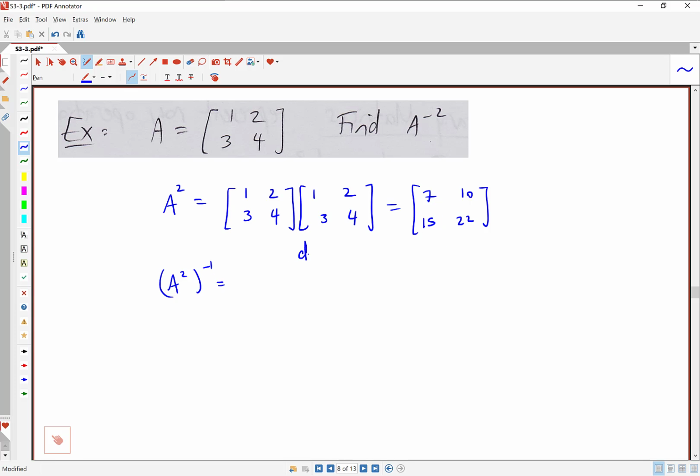Okay, we might want to think about our determinant before we do that. So determinant of A squared, well, 7 times 22 minus 150. That's going to give us 4. So the inverse of A squared is going to be 1 over 4. Going to swap the diagonal entries and then change the sign of the off diagonal. So you could just leave this as the inverse of A squared, or you could rewrite it and call it A to the negative 2. Or you could write A to the negative 2 is A squared inverted.